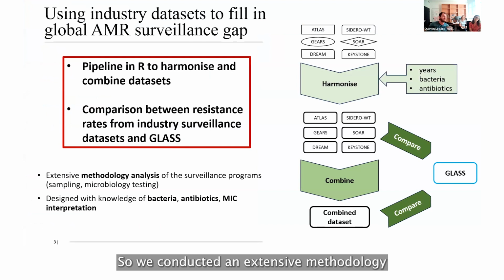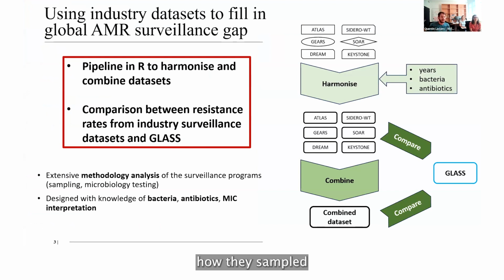So we conducted an extensive methodology analysis of these different surveillance programs, how they sampled isolates, and how they conducted their microbiology testing. We found that overall the methods were quite similar, which was quite reassuring, although there was a need to clarify criteria surrounding isolate collection. As I said, once we've got all of this harmonized and combined, we propose a comparison with resistance rates you can find in that publicly available subset of GLASS.